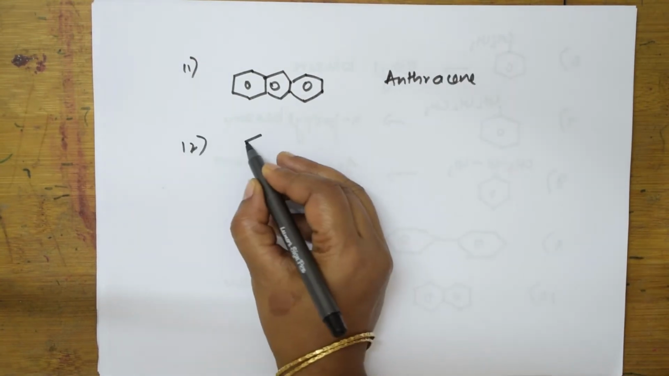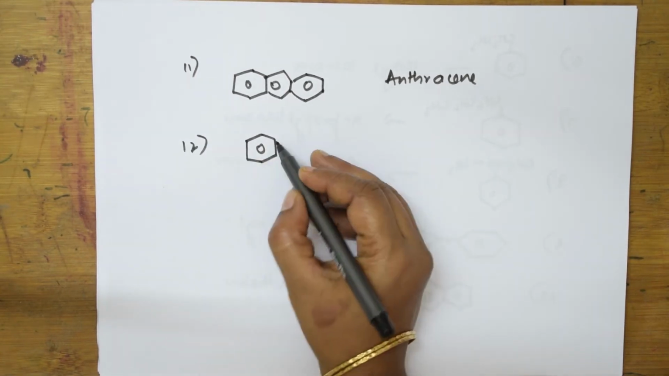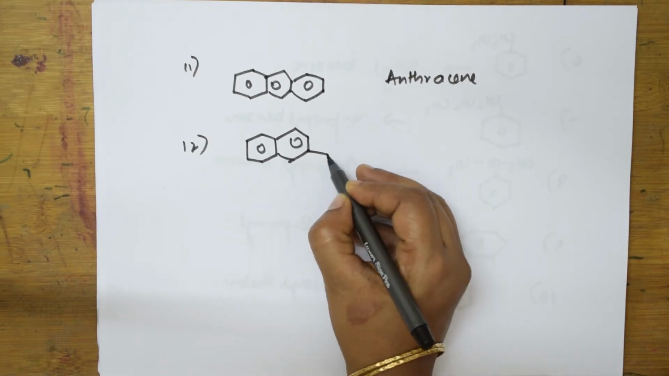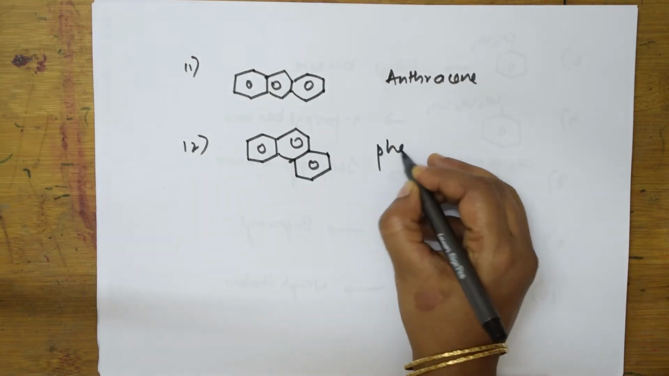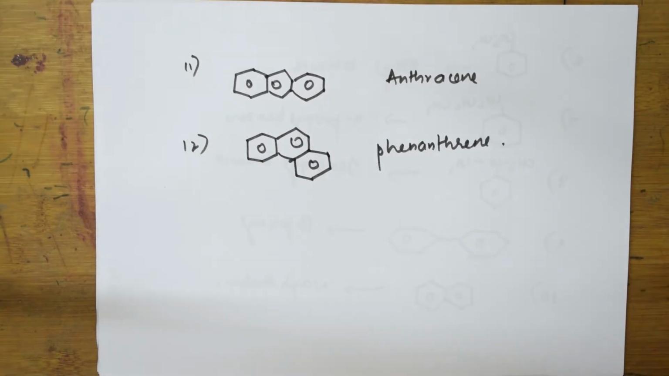Suppose you have a polynuclear aromatic compound, poly meaning, as I said, many. So one ring here, one more here, one more like this. This is called phenanthrene. Right? So these are the different types of benzenoid or aromatic compounds, students.